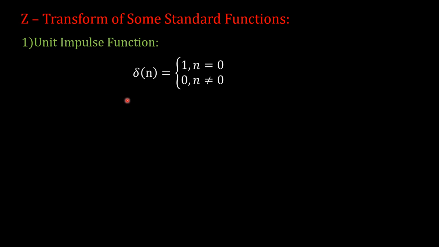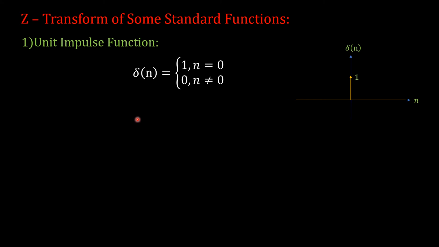Consider the first function, which is the unit impulse function, defined as delta of n is equal to 1 for n equal to 0 and 0 for n not equal to 0, meaning otherwise. So its graph is like this. For n equal to 0 only, delta n is equal to 1, and for the remaining n from minus infinity to 0 and 0 to infinity, it is 0.